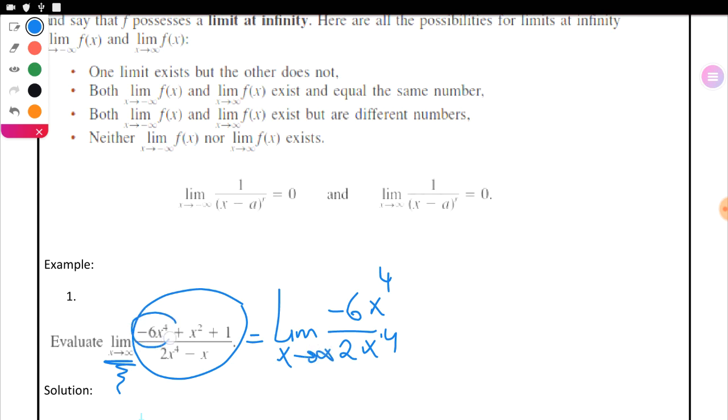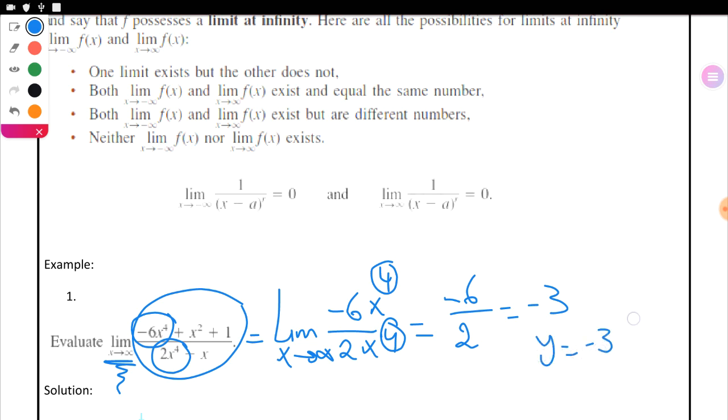The leading term means the term with the greatest power in the numerator, and the term with the greatest power in the denominator. They have the same exponent. It will be negative 6 over 2. It will be negative 3. That is your result. y equals negative 3 is a horizontal asymptote. Okay? I hope you understand.